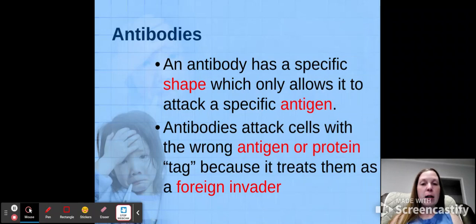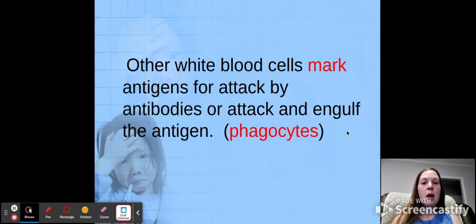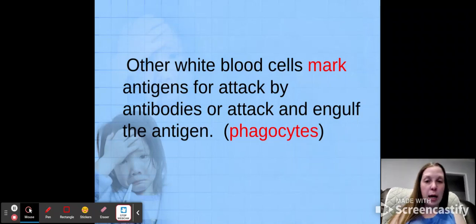So antibodies have specific shapes which allow them to attack specific antigens. They attack cells with the wrong antigen or protein, and they tag it because it threatens them or treats them as a foreign invader, so that the white blood cells can then come in and eliminate the threat. Other white blood cells will mark antigens for attack by antibodies, or attack and engulf the antigen themselves, which are those phagocytes.